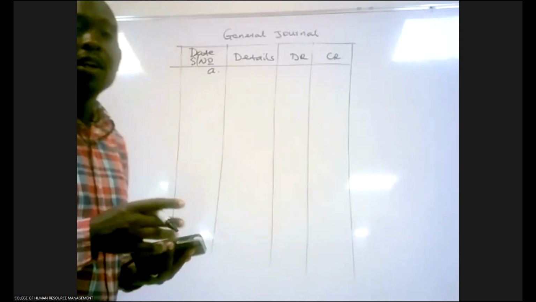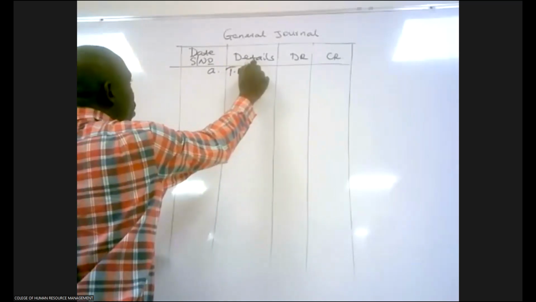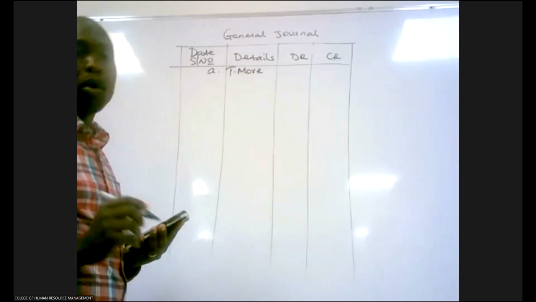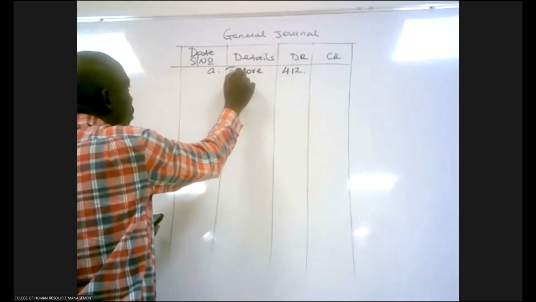So here, under the details, we shall record the account to be debited, which is Timor, and it is 412. Then we go to T-Money.